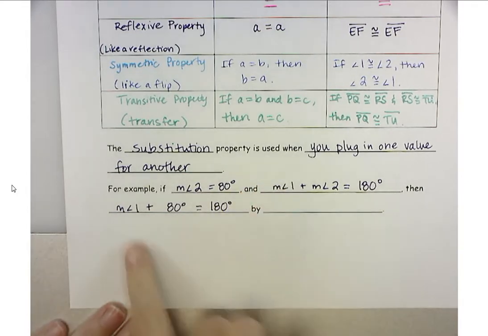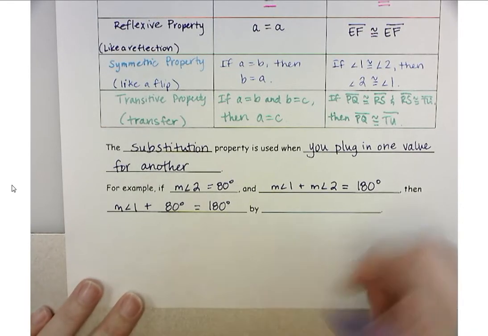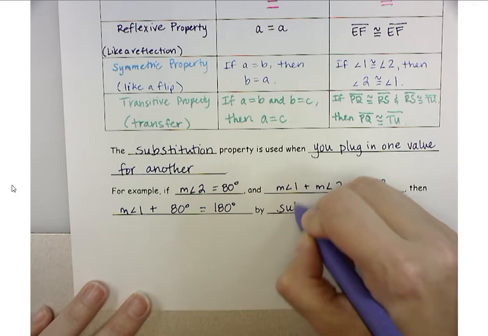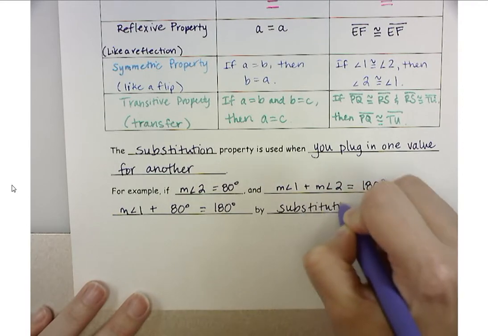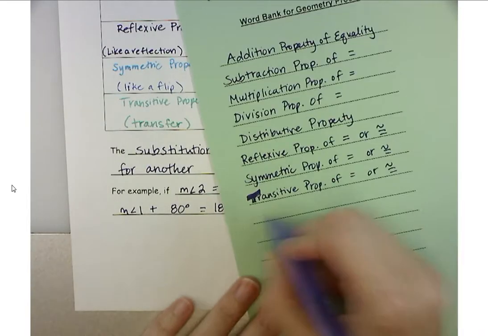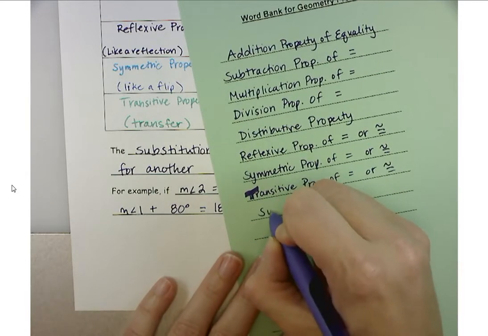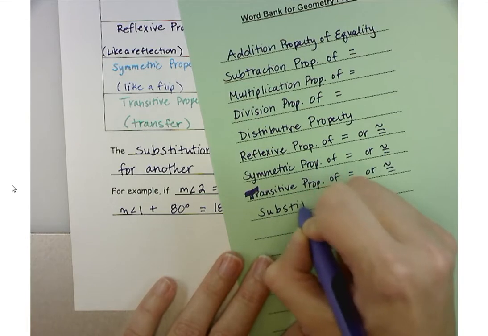So you wouldn't do the measure of angle 1 equals 100 until the next step. So first you'd have to do this by substitution. So we're not even going to answer? We're not going to. If this were a proof, you would just have another step to it. Okay, and then the next one we're going to put on our chart is the substitution property.